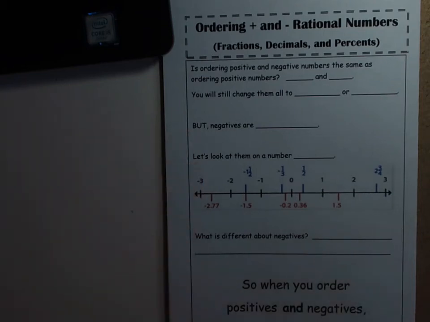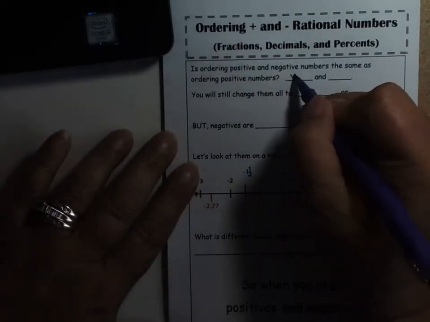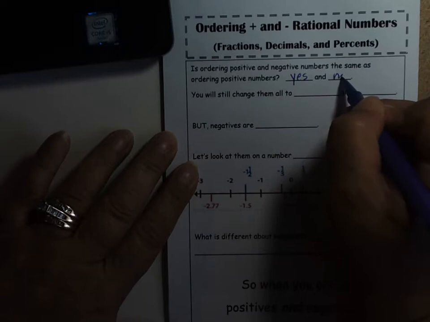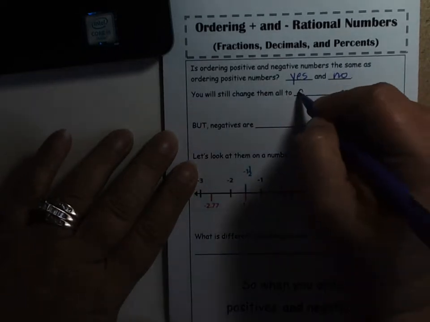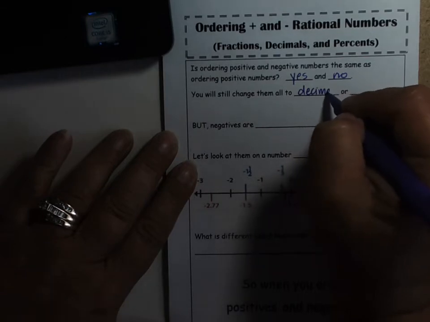All right, today we are ordering positive and negative rational numbers. So we're going to mix up fractions, decimals, percents, positives, and negatives. So is ordering positive and negative numbers the same as ordering positive numbers? Well, yes and no. There's some differences. You're still going to change them all to decimals or percents.